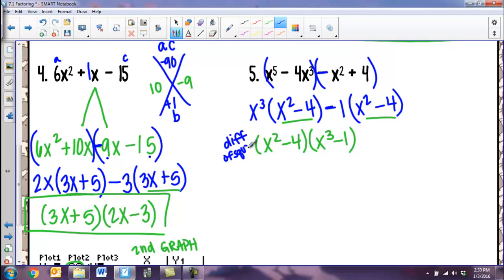We have x squared minus 4. So I have to factor this completely. So that would mean that that would have x minus 2 times x plus 2. That's what that first one factors into.